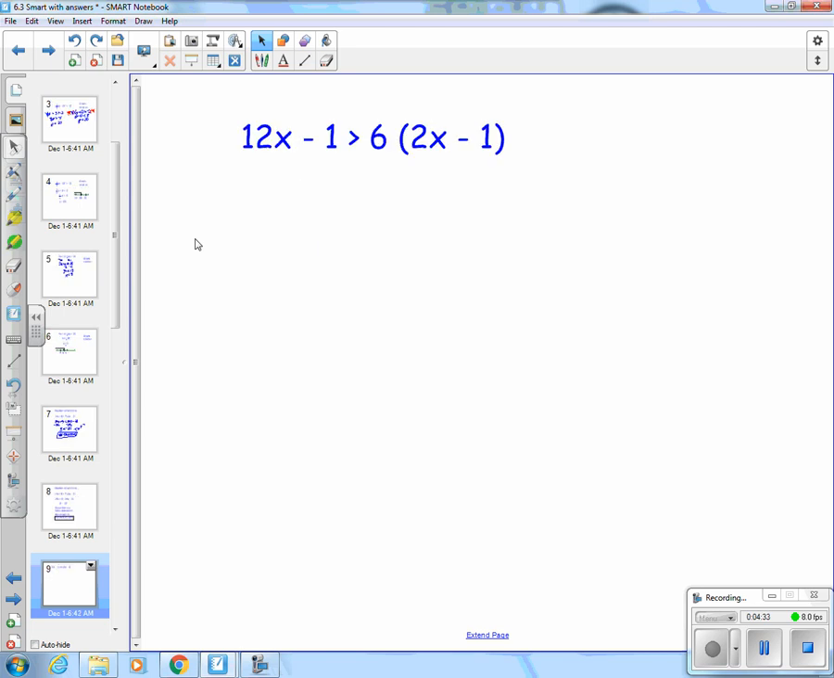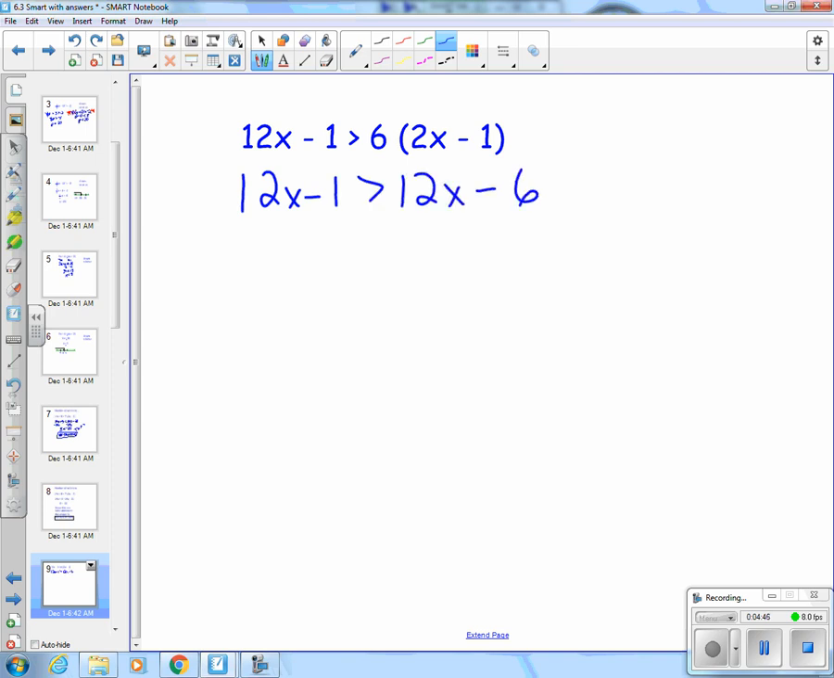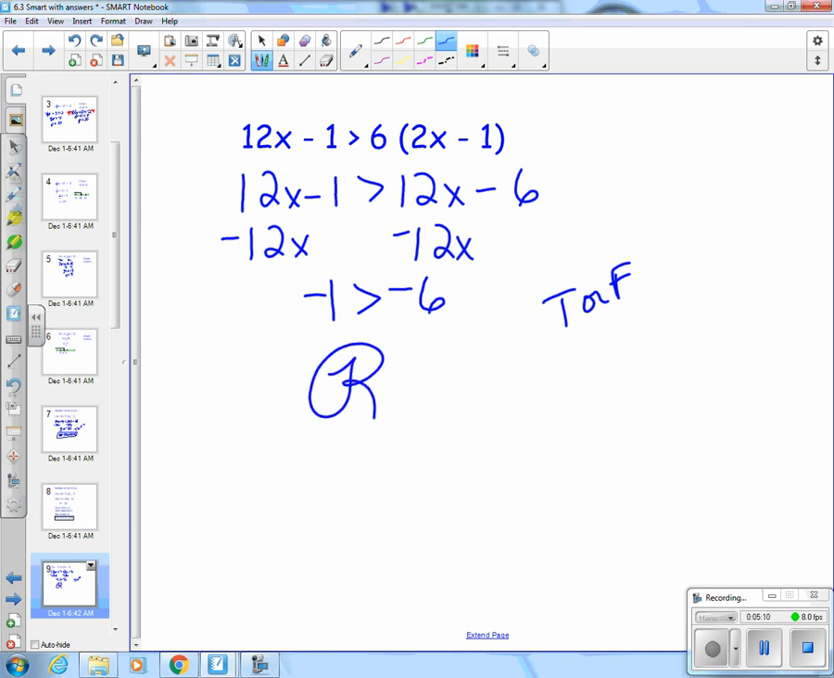How about if we have 12x minus 1 is greater than 6 times the quantity 2x minus 1? Well, again, use your distributive property on the right-hand side to get 12x minus 6 on the right. And if we subtract 12x on both sides, again, our variables drop out. But this time we have negative 1 is greater than negative 6. Is that a true or a false statement? Negative 1 is greater than negative 6. That's a true statement. Then we're going to write a capital R.